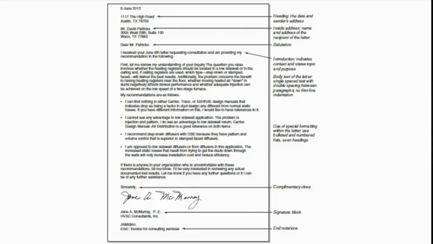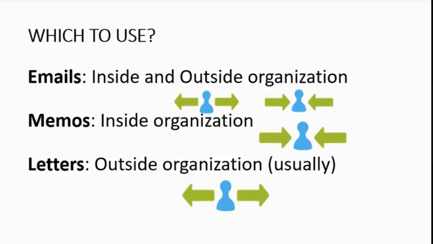Okay, so after studying memos, emails, and letters, here comes which to use. So long story short, working professionals have at their disposal a variety of communication media. If you have a question for someone in your building, run down the hall and ask in person. If it's to someone within your organization but at a different location, send an email or write a memo. If it's to someone external to your organization, send an email or text message, or write a business letter.